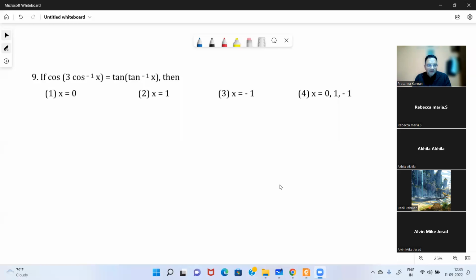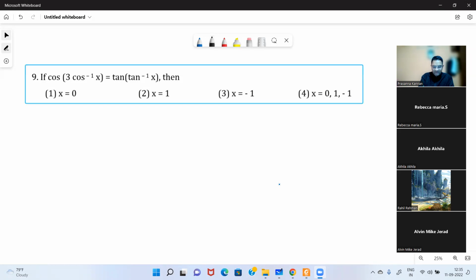Next question we can see. If cos of 3 cos inverse x is equal to tan of tan inverse of x, then which of the following is true? Okay. What is tan of tan inverse x?